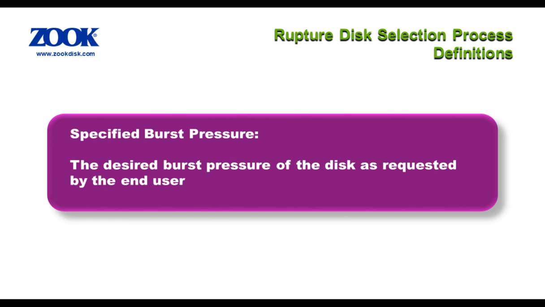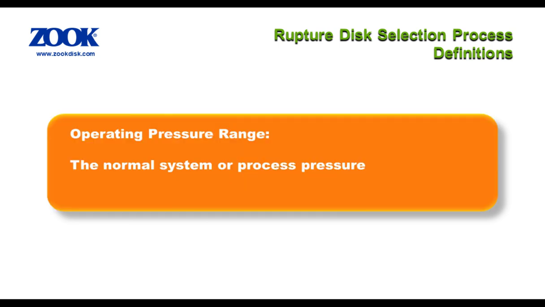Specified burst pressure is defined as the desired burst pressure of the disc as supplied by the end user. Simply stated, this is the value as specified by the end user as the pressure at which the disc should burst. Typically, a process engineer will determine the specified burst pressure in their overall system design calculations. This is the critical value provided to the disc manufacturer.